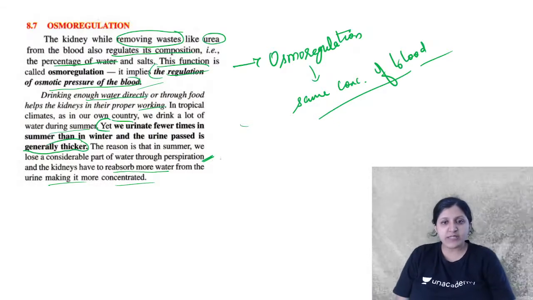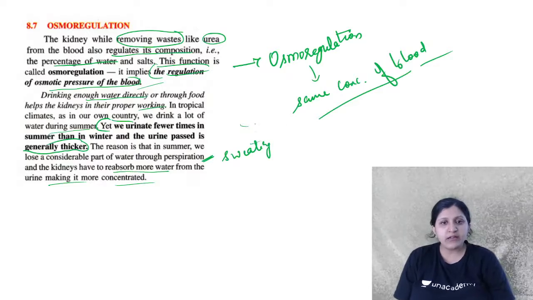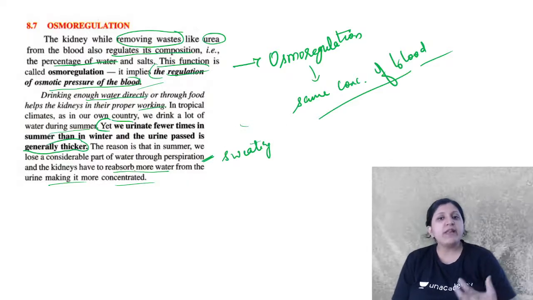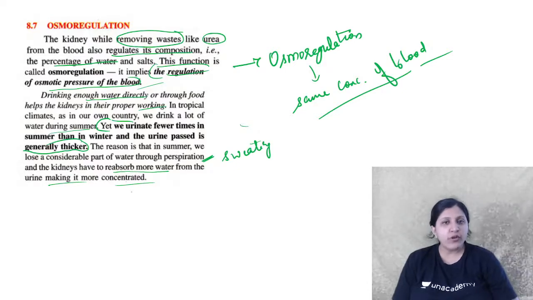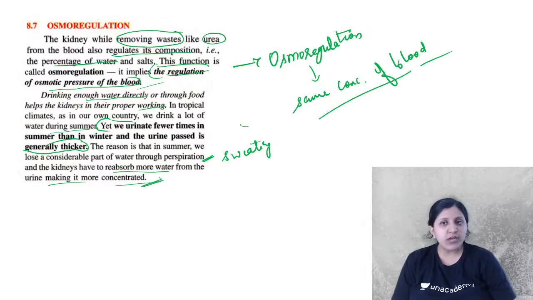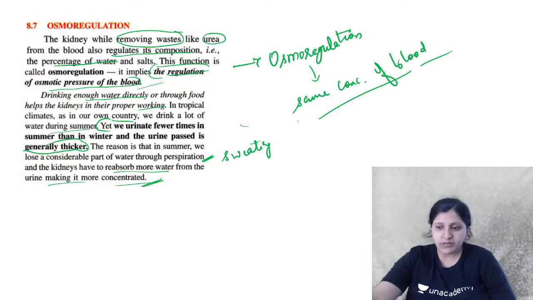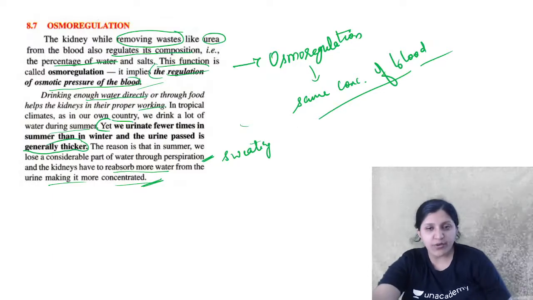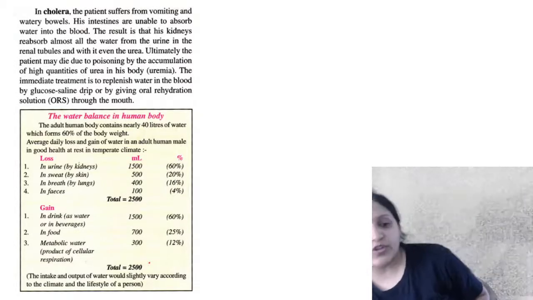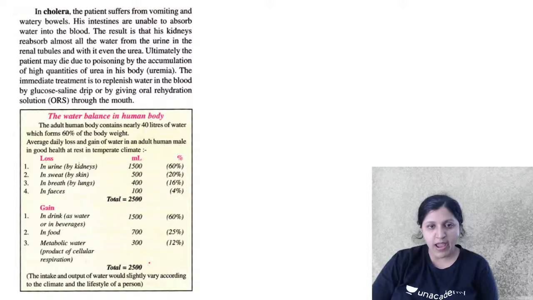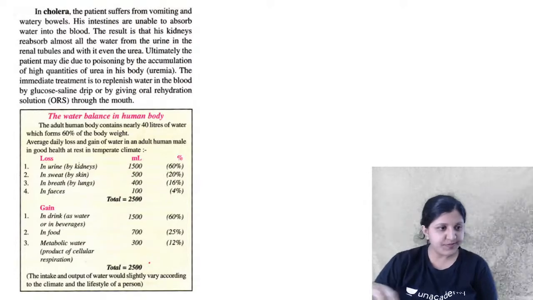Perspiration is basically in the form of sweating, and in this case the kidneys will be reabsorbing more water. That is why the urine will be more concentrated, in case of summer. Yes, just a second, let me drink water. Is this clear? Any doubt you have till here?